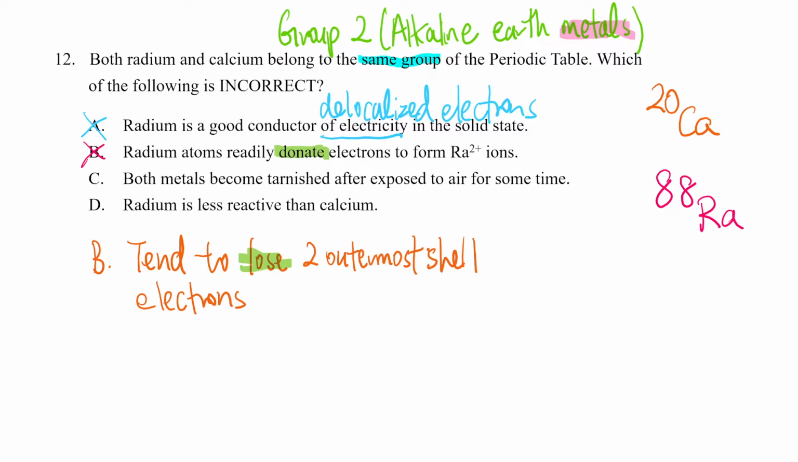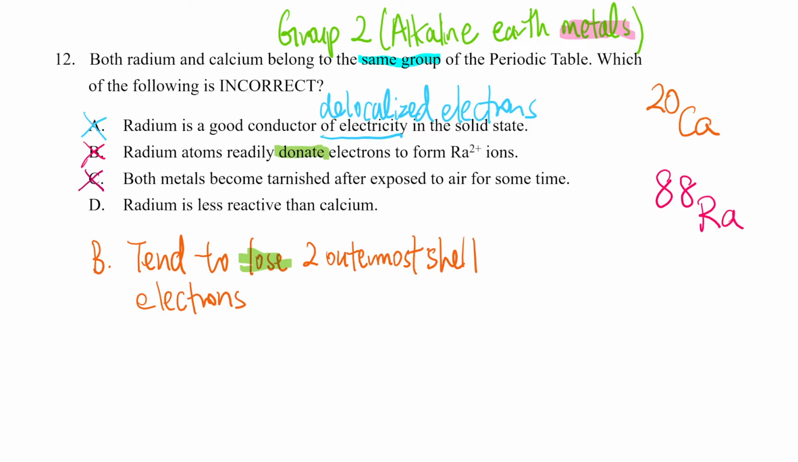Part C, it says both metals become tarnished after being exposed to air for some time. Yep, this is also true, and this is actually a typical property of metals, that when you expose them to air, their silver beauty, that luster, does not look good anymore. They become tarnished after being exposed to air. So C is definitely wrong.